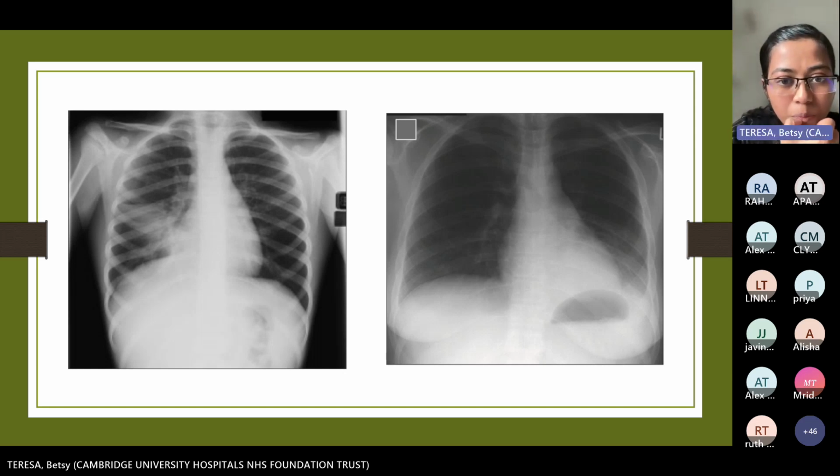So on the second one, so the first one is about a pneumonia involving the right middle lobe. On the second one, you can see that the left dome of the diaphragm is a bit ill-defined, which means that there is a pneumonia that's involving the left lower lobe.